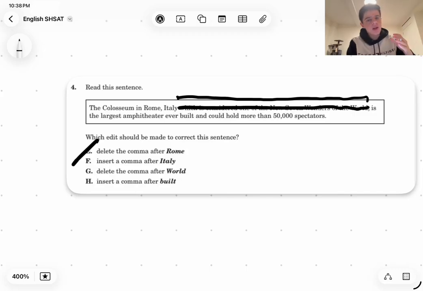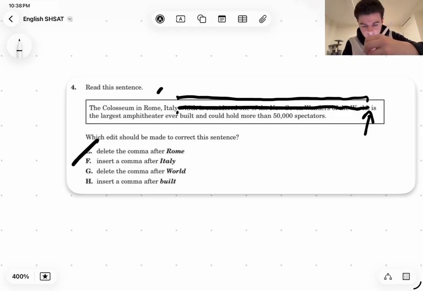And how do we eliminate non-essential information? By putting a comma in the front and back. And we already have a comma here, so if you put a comma after Italy, that becomes non-essential information. So it sounds like a pretty good answer choice. I'm going to underline it. Delete the comma after world.